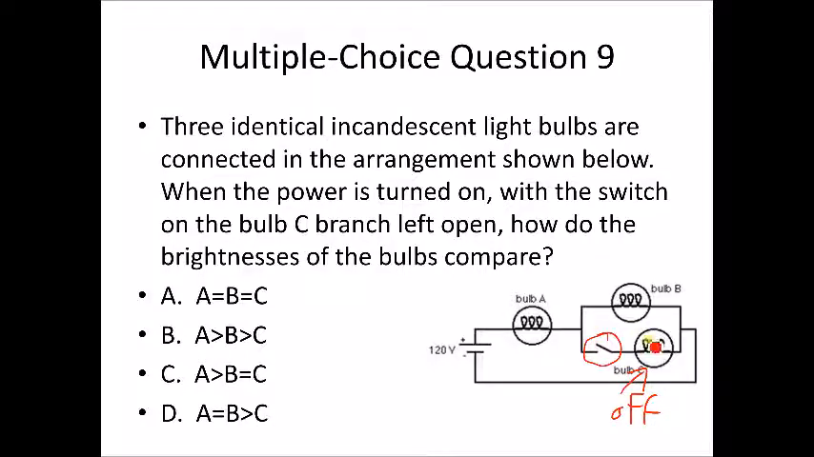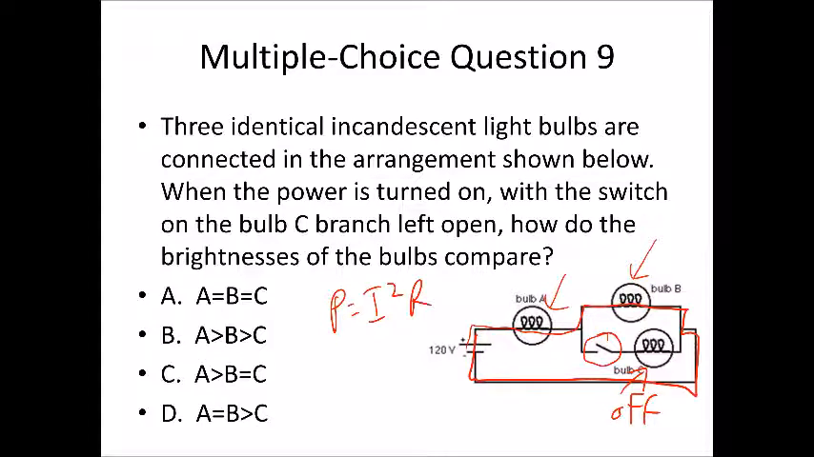If this branch is off, notice that this circuit only has one pathway. It's a series circuit. And since these are identical bulbs in a series circuit, they're going to get the same amount of current. They have the same amount of resistance. Remember that the brightness we can compare by comparing the amount of power dissipated. And the easiest way to do that when we're dealing with light bulbs is to use P equals I squared R.